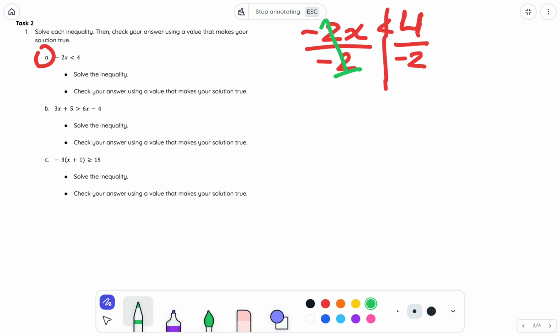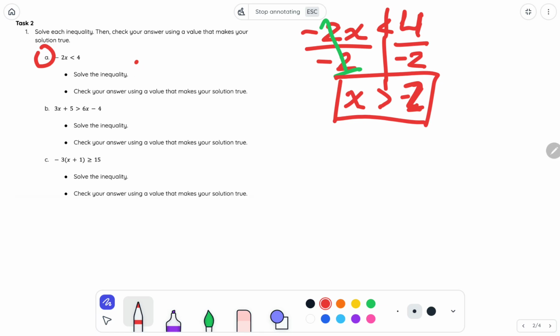But because I divided by a negative, I would have x on the left-hand side, and I would flip from a less than sign to a greater than sign. And then on the right-hand side, we have 4 divided by negative 2, which is negative 2. 4 divided by negative 2 is negative 2. All right, so we solved our inequality. So our solution for A is going to be x is greater than negative 2.